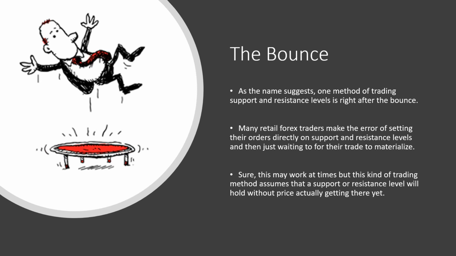So the bounce, as the name suggests, is one method of trading support and resistance levels. Many traders make the error of setting their orders directly on the support and resistance level and just waiting for their trade to materialize. Sure, this may work at times, but this kind of trading method assumes that support and resistance levels will hold without any price actually getting there yet, and assumes that the support or resistance level is really a finite number.